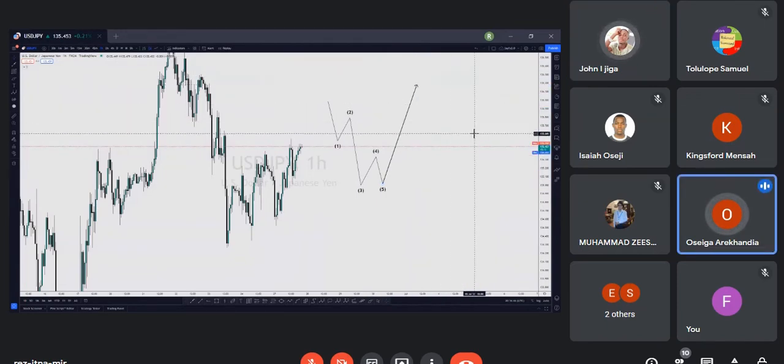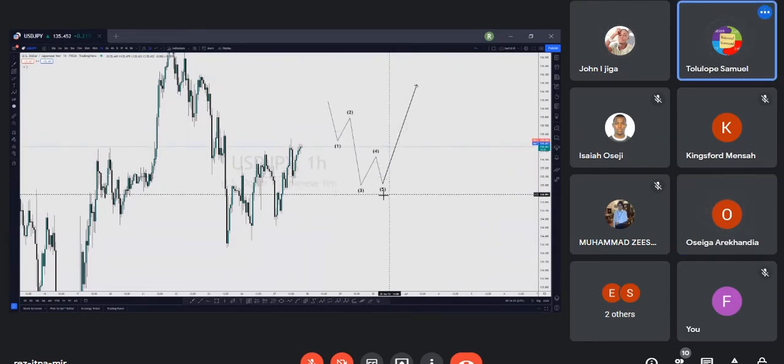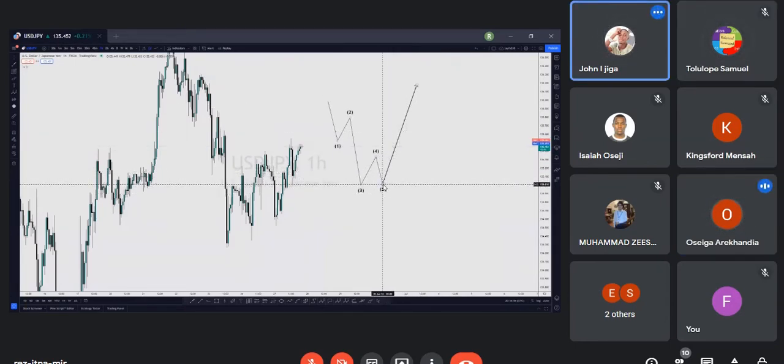Is this also correct? Not correct. Is wave 5 not breaking below? Yes, wave 5 did not break below. It never moved below wave three. Okay.